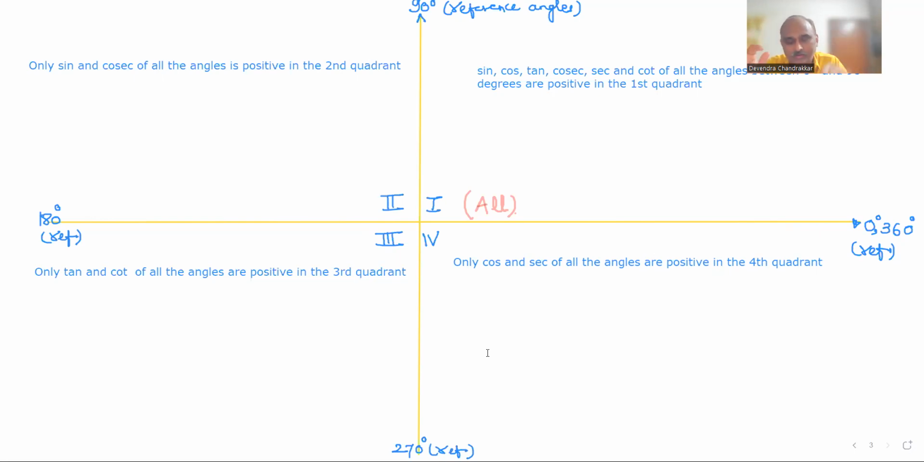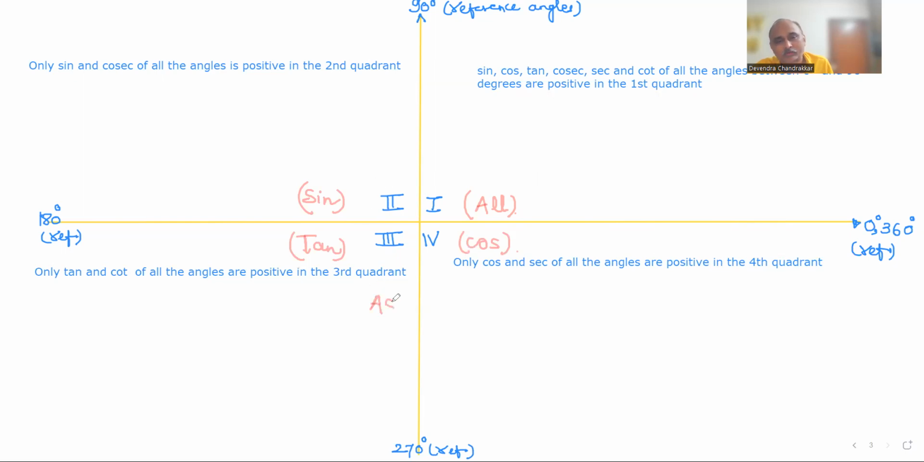These are the values, right? So I'm mentioning it here with symbols also. Here all is positive. Here only sine is positive. Here only tan is positive. If tan is positive, cot will be positive. If sine is positive, cosec will be positive. And here only cos is positive. Right? So all, sine, tan, cos.